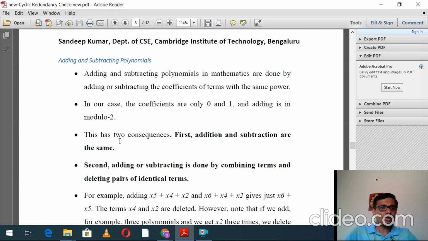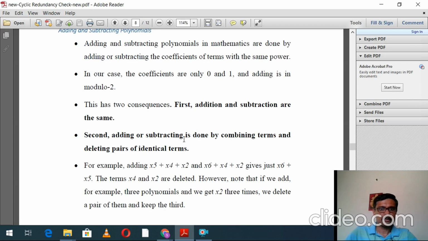Okay. So now there are two cases here. The addition and subtraction are the same here, because basically we perform modulo 2 addition and modulo 2 subtraction. In modulo 2, addition and subtraction are the same. Or adding or subtracting is done by combining the terms and deleting a pair of identical terms. That means, you see here, adding these two, we get x power 6. Here x power 4 plus x power 4, there is a pair of x power 4. You simply delete that. Why do you delete?